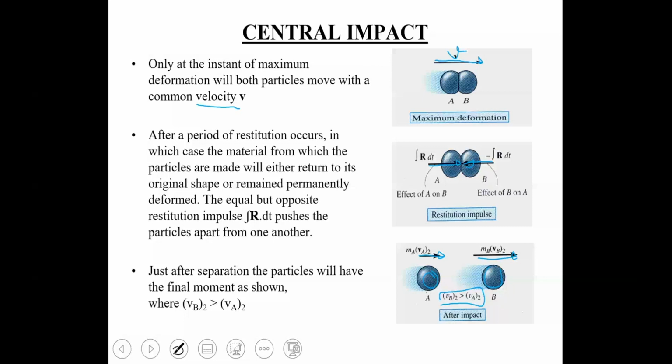VA2. So overall, this whole central impact can be divided into two phases. The first one is the deformation phase, in which each particle exerts a deformation impulse on the other particle. Then it would be a restitution phase in which each particle is going to exert restitution impulse on the other particle, but these deformation and restitution impulses are internal to the system because they occur in equal and opposite collinear pair as per Newton's third law of motion. So this is the whole physical phenomena of central impact.